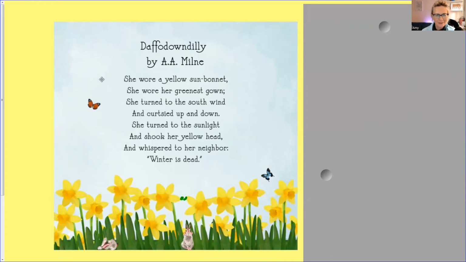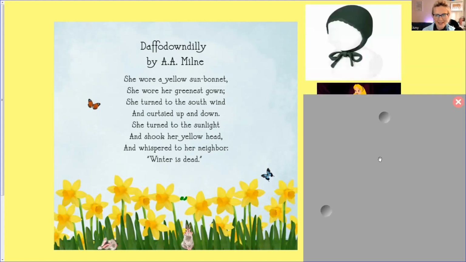She wore a yellow sunbonnet, she wore her greenest gown. She turned to the south wind and curtsied up and down. She turned to the sunlight and shook her yellow head and whispered to her neighbour, "Winter is dead."